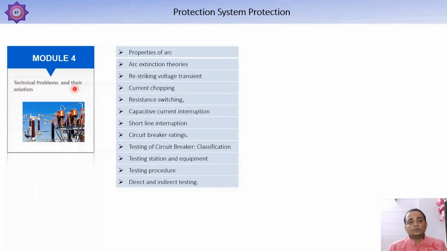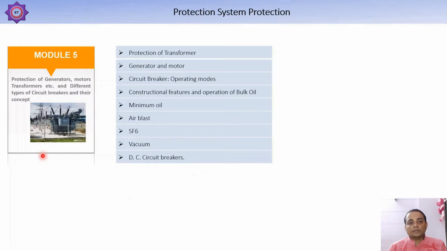In module 4, we will see some technical problems in implementation of protection scheme and their solutions. Problems like restriking voltage, current chopping and solutions like resistance switching, capacitive current chopping, different ratings of circuit breaker, testing and testing procedure. In module 5, we will deal with protection of equipment like transformer, generator and motor. After that, we will see the construction of different types of circuit breaker and their rating such as oil circuit breaker, vacuum circuit breaker, gas circuit breaker, also known as SF6 circuit breaker.